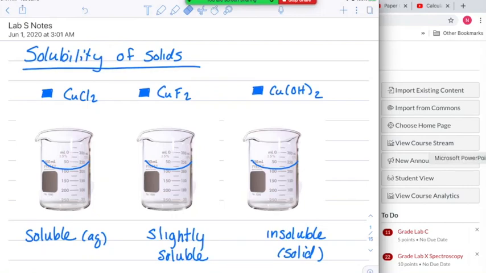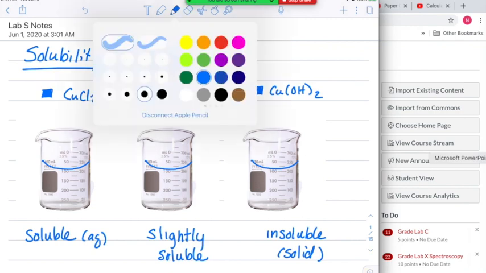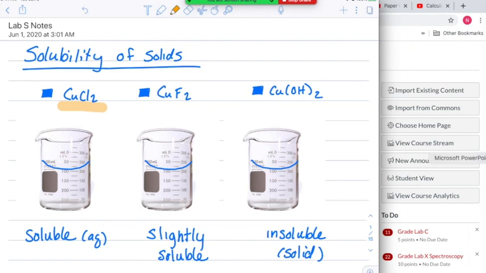All right, so our lab talks a lot about solubility, so I want to remind you a little bit about solubility. What I have here are 3 beakers, and the first one we're going to say has our copper chloride in there, and then we have some copper fluoride and some copper hydroxide. And these little squares, or what I attempted to make as a square, maybe not quite even a rectangle, but whatever shape they are, those are going to be our pieces of solid.